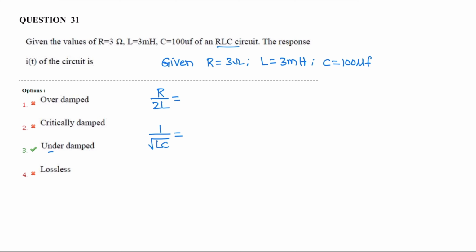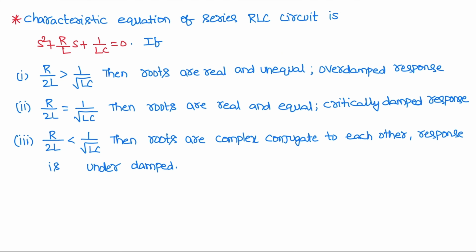Question number 31. Given series RLC circuit with the value of resistance 3 ohm, inductance 3 millihenry, capacitance of 100 microfarad, the response of current in the circuit is. So we know that the characteristic equation of series RLC circuit is S square plus R by L into S plus 1 by LC equal to 0. If R by 2L greater than 1 by root LC, then the roots are real and unequal. System is having overdamped response.